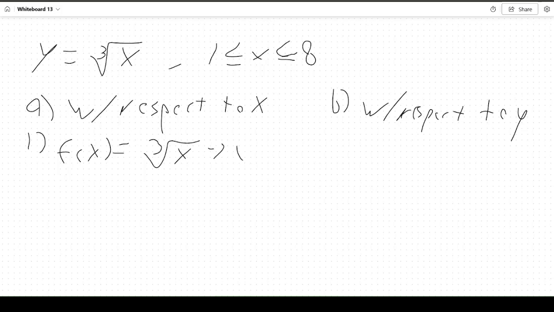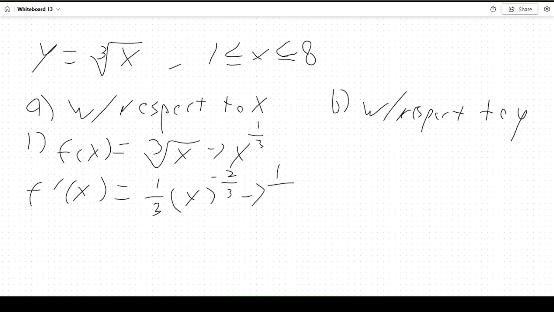Now let's rewrite this. The third root is the same as the exponent 1 over 3. Now let's differentiate this. We can bring the 1/3 down, and the exponent becomes 1/3 minus 1, so this would be negative 2 over 3. It will be 1/3 x to the negative 2/3, which is the cube root of x squared in the denominator. So that's the derivative.